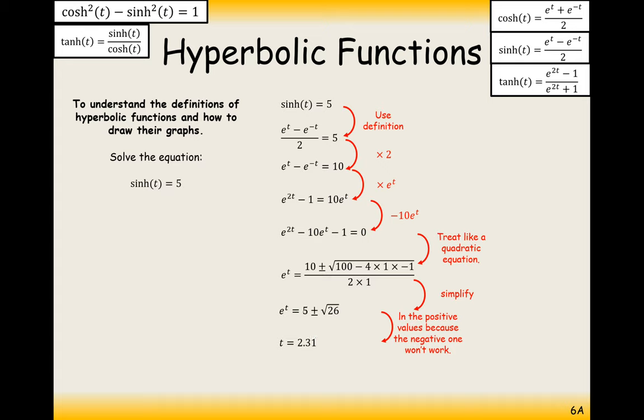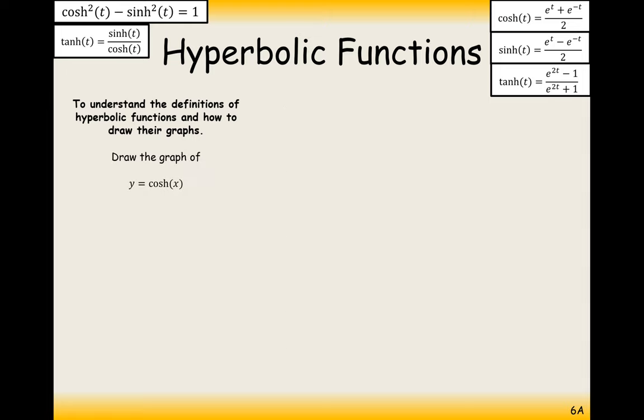So it would be ln of 5 plus root 26. And you wouldn't do the negative one because then you'll end up with an ln of a negative number, which you can't do, so you'll just have to work out the positive one. So just ln the positive value and you get 2.31. So there we are. In both cases, we've had to use the sinh or cosh or tanh exponential definition to work out either the value of the function or to solve an equation that equals a value for that function.